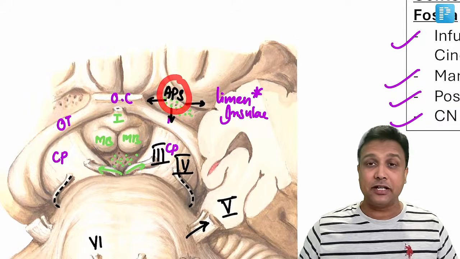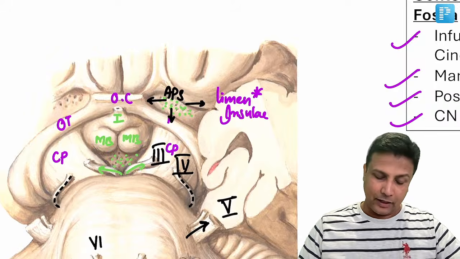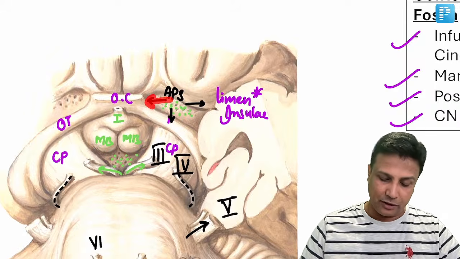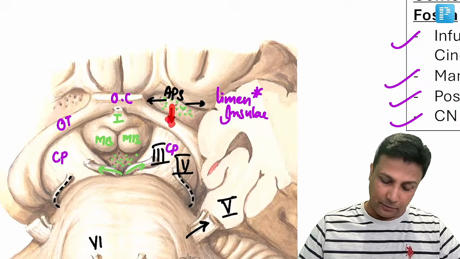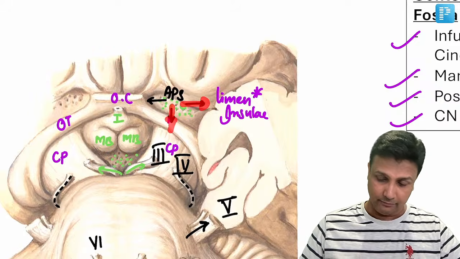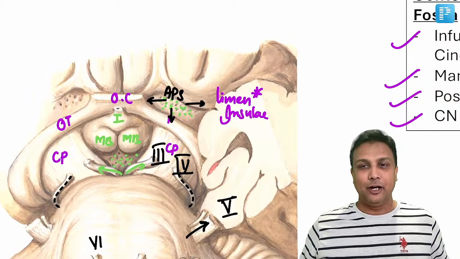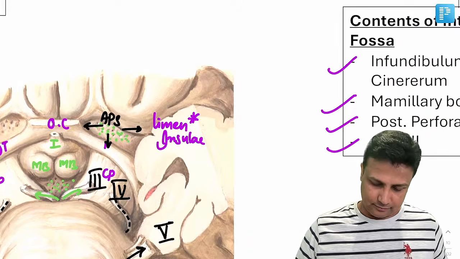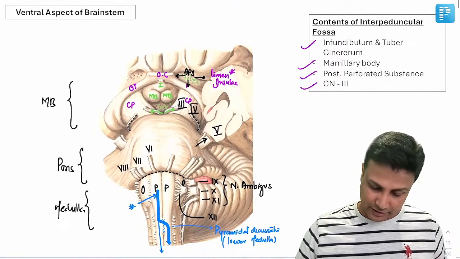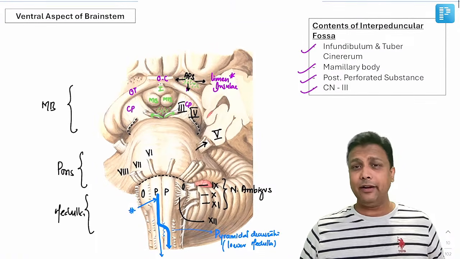So I repeat again. This perforated substance here will be the anterior perforated substance. On the medial side, you're able to see the optic chiasma. Posteriorly, there'll be the optic tract. And on the lateral side, there will be the limen insulae here. Okay. Now, that is all about the ventral aspect of the brainstem.